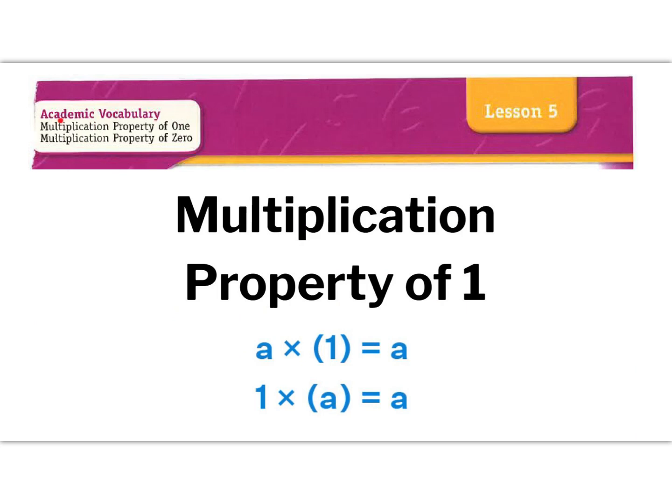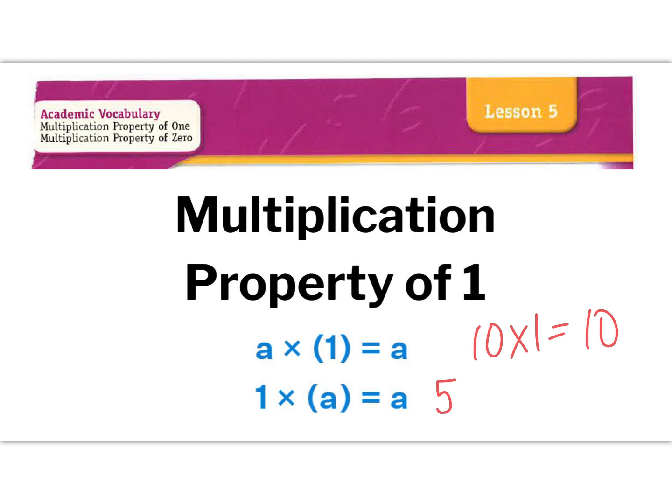So our vocabulary today is the multiplication property of 1 and the multiplication property of 0. So here's the multiplication property of 1. If A is any number, if you do A times 1, you will always get A. Anything times 1 is itself. Flip it around, 1 times A equals A. Doesn't matter, it could be any number. So 10 times 1 equals 10.